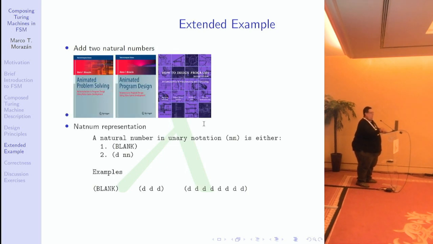For somebody who's followed a design-based program, the natural thing to do is to think about the structure of the data that you want to process. And this means defining it. So a natural number, in our case, will be either a list containing only a blank in it that represents 0, or it can be a list that contains a D followed by a natural number. And here are some examples, right?